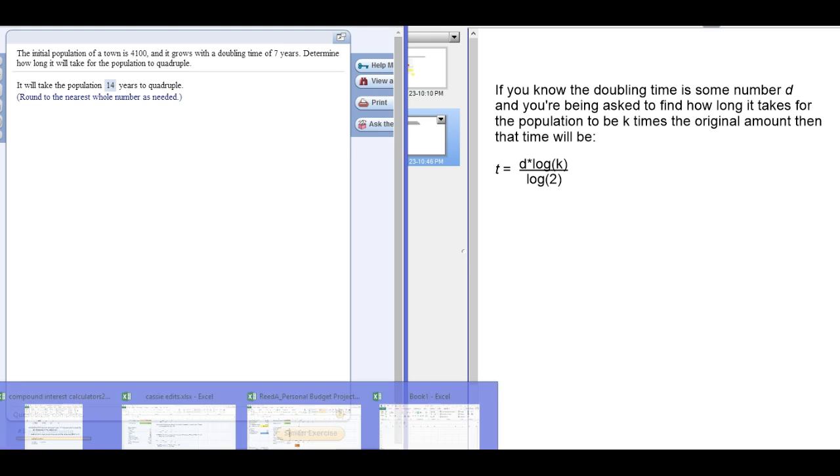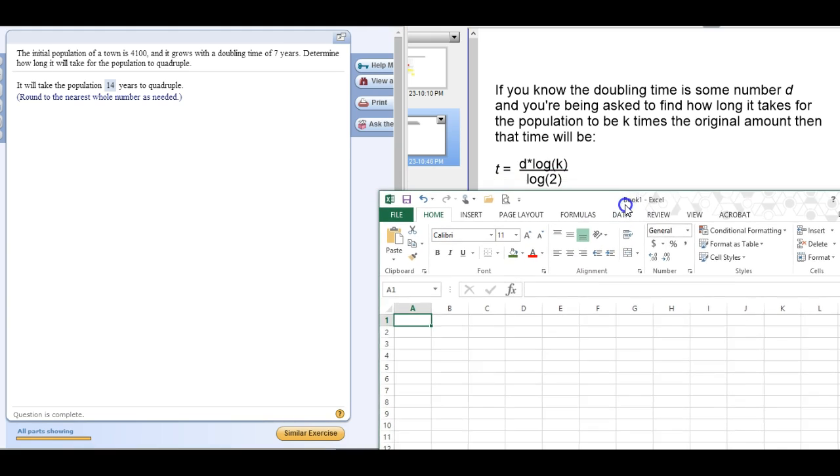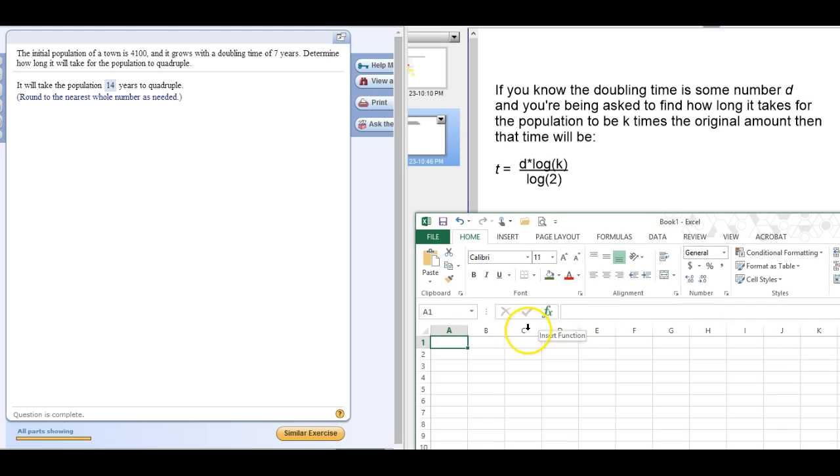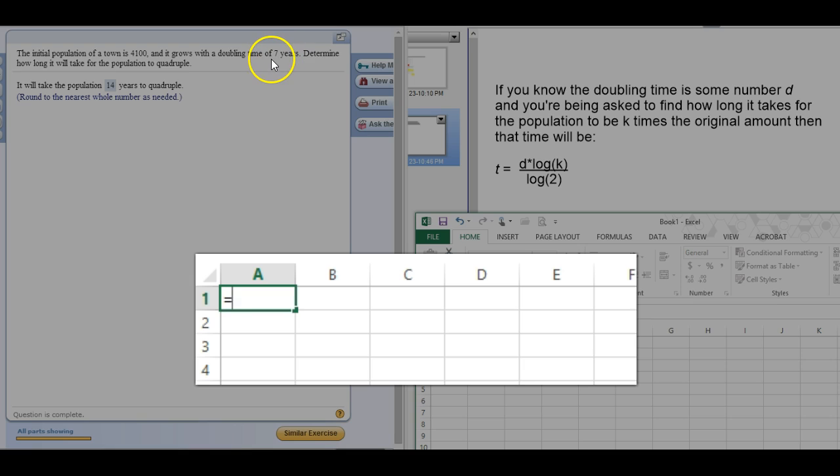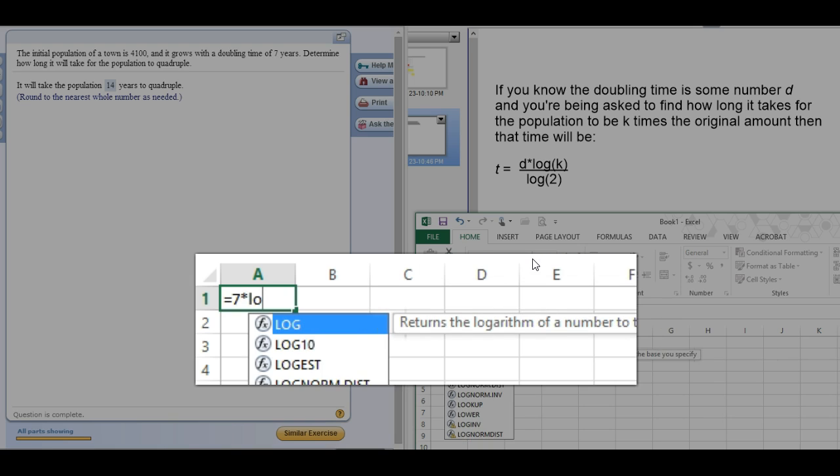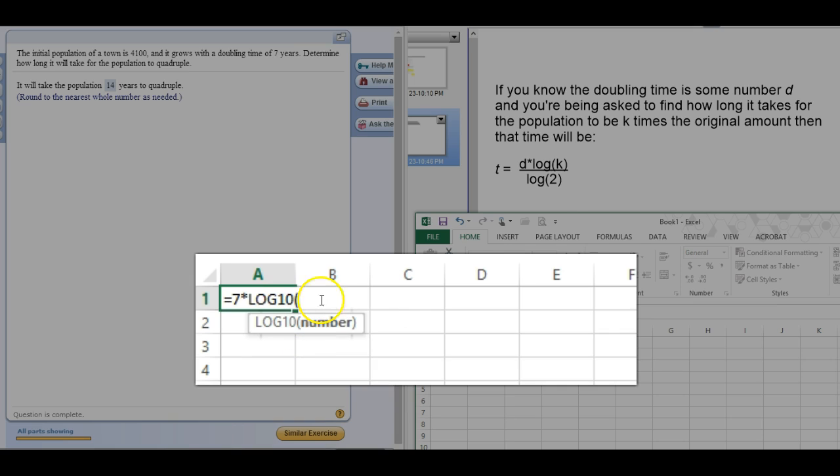Now let me show you how to use Excel to do this. So I'm going to move down a little bit more. We've been using Excel, so I'm going to show you Excel. I'll show you with a calculator too. But you just press equals and then you're going to type this in. So d times, d is the doubling time, so 7 times, and then the log of k. Now what you're going to start typing is log. This is the one where I just write log in these formulas. Log 10 is the one I'm talking about. So I'm going to double click log 10, and then the number is k. So k is the number of times the original amount. It's 4 for this one, quadruple.